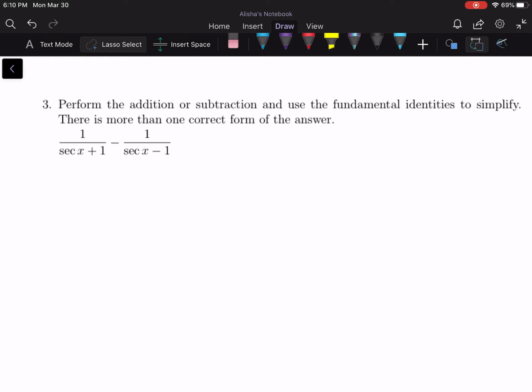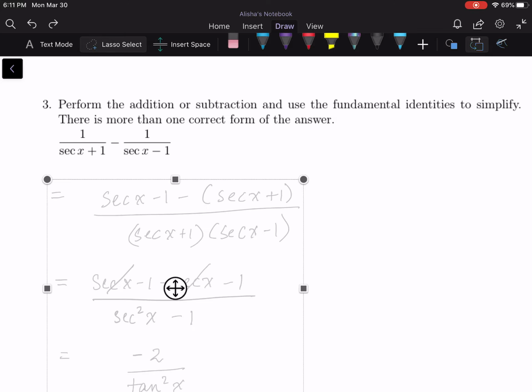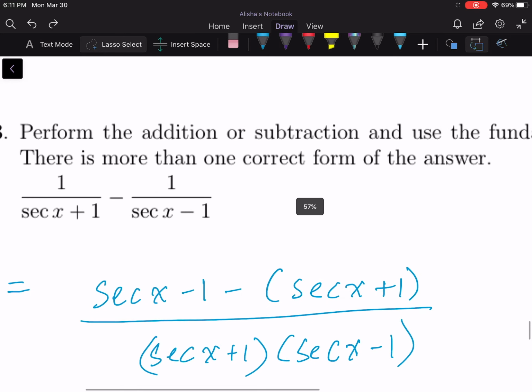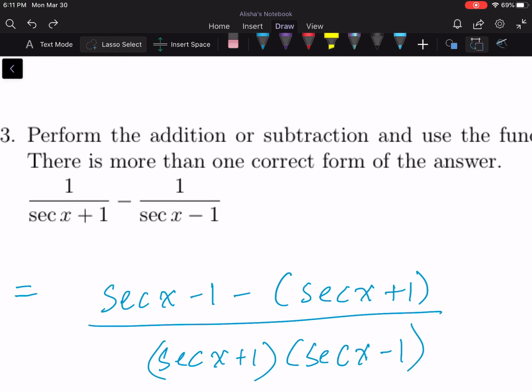And looking at this expression, there might be a couple ways you would think to go about it. My thought was to take a common denominator and simplify that difference of two fractions to 1. So my first step was to take a common denominator.